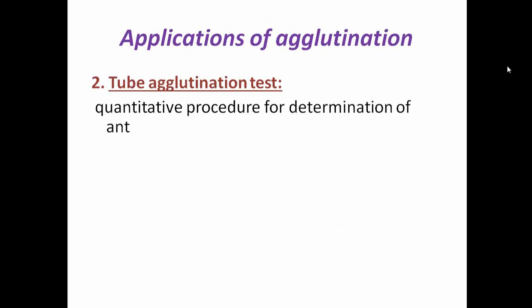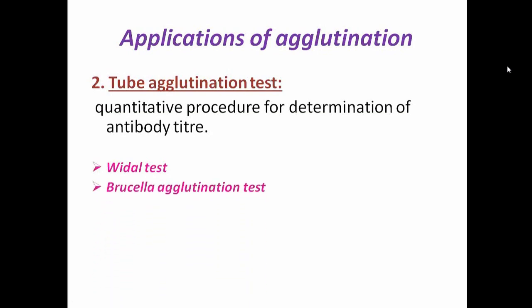And the examples of this are: first one is the Widal test for the diagnosis of paratyphoid fever, second is the Brucella agglutination test, third is the Weil-Felix test, and the last is the Paul-Bunnell test.